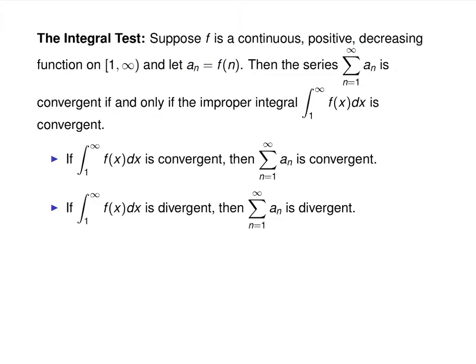Okay, so here's what this test says. In order for you to use this test, you have to check that the conditions are met. The first thing is that your function f has to do 3 things. It has to be continuous, positive, and decreasing.